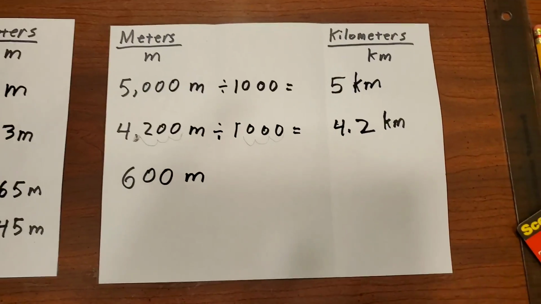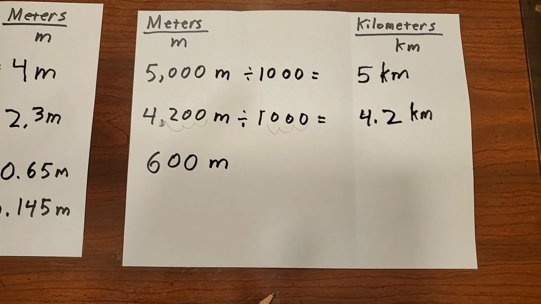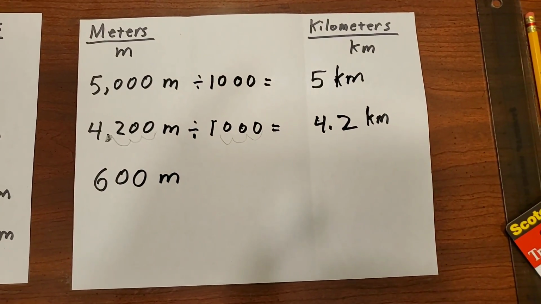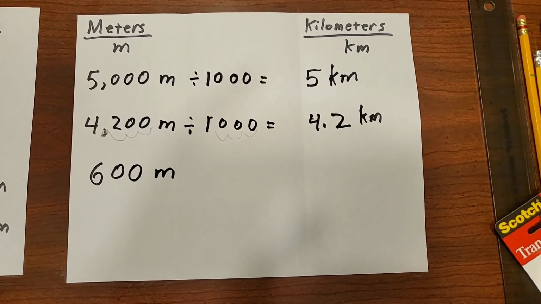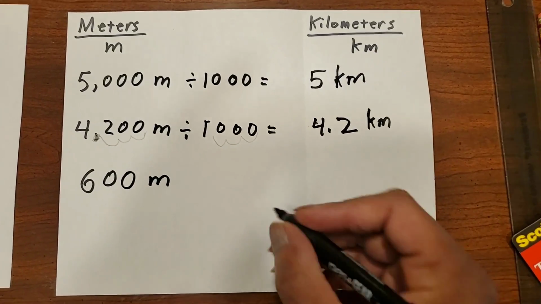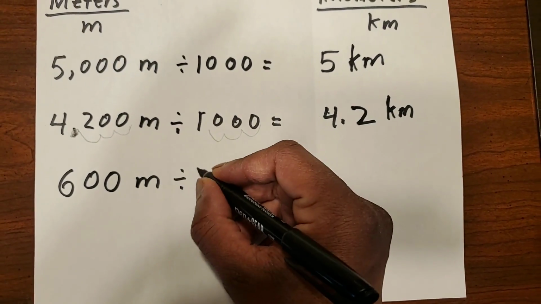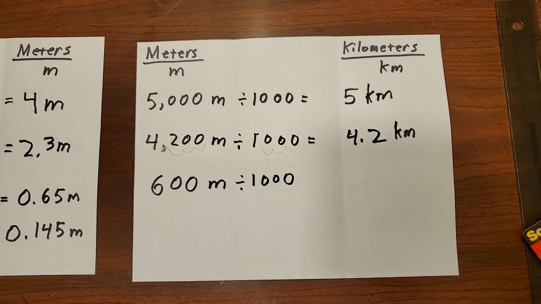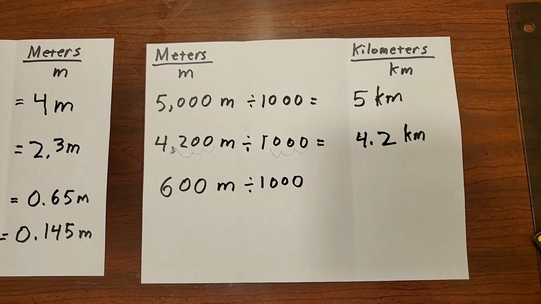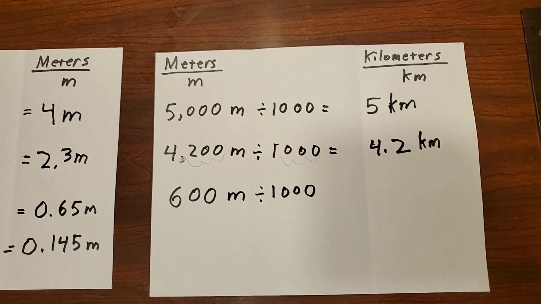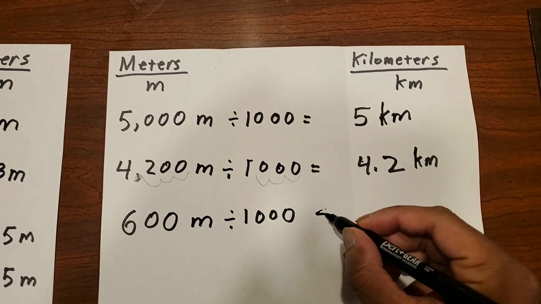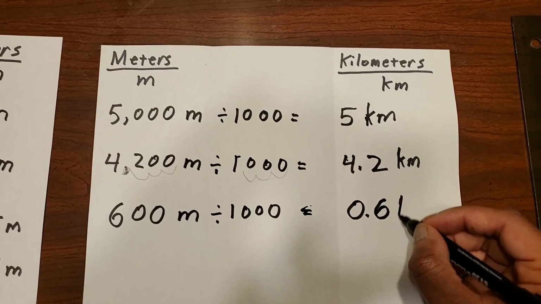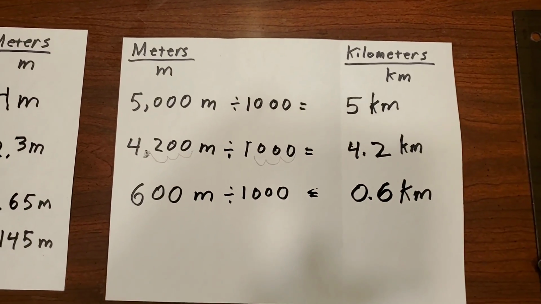Now, 600 meters. 600 meters is way smaller than a kilometer, but guess what? We can still do it. We're just going to end up getting a fraction of a kilometer, not a whole one. So if I want to convert 600 meters into kilometers, what am I going to do? How many meters does it take to make a kilometer? It takes 1,000. So it's going to be 600 meters divided by 1,000. What's 600 meters divided by 1,000? If you said the answer is 0.6, 0.6 what? If you said 0.6 kilometers, you are correct.